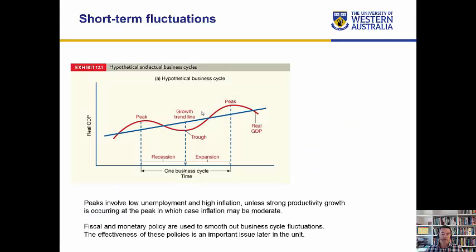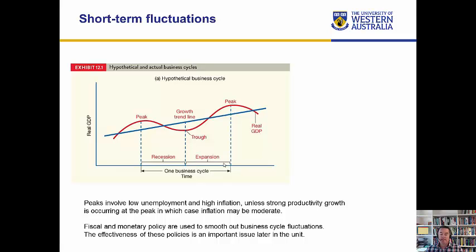The next is short-term fluctuations. Now this is important because we will be dealing later on with monetary policy and fiscal policy, and the whole aim of those policies are to smooth out short-term fluctuations in GDP. So what I've got here is a stylized representation of a business cycle. They don't actually look like this. This suggests that recessions and expansions occur with quite a degree of regularity.